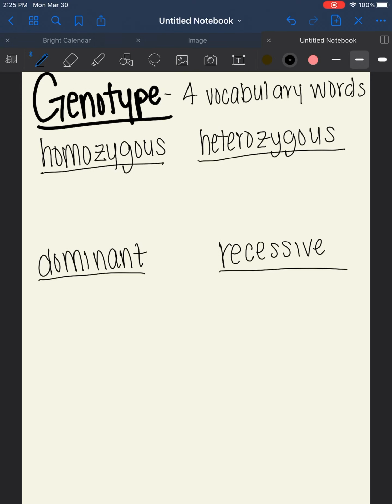Then the first thing I want us to focus on is the four vocabulary words that are part of genotype. In the question of the day on Google Classroom, I asked you what the prefixes homo and hetero mean. I got a lot of interesting answers, but a couple of you were able to get it correct. Basically, the prefix homo means the same, and the prefix hetero means different.